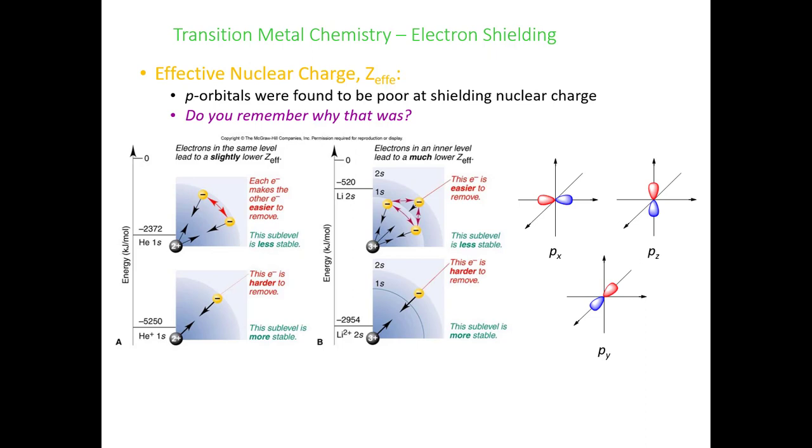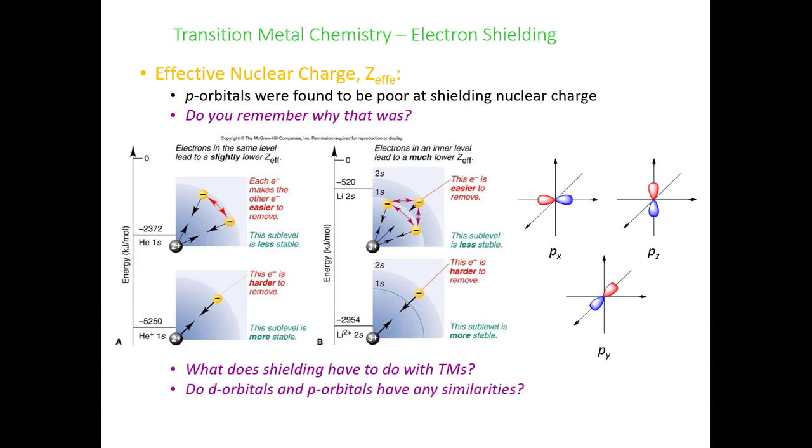Even though electrons in the same orbital can partially shield each other, it is not enough to counterbalance the buildup of positive charge in the nucleus as you go from left to right in a period. What does shielding have to do with transition metals? Asking the same question in another way, do d orbitals and p orbitals have any similarities?